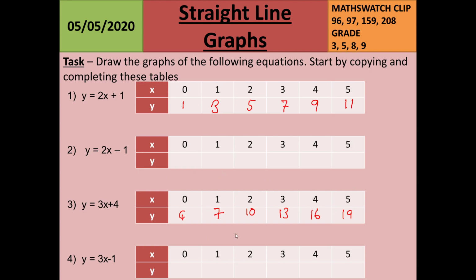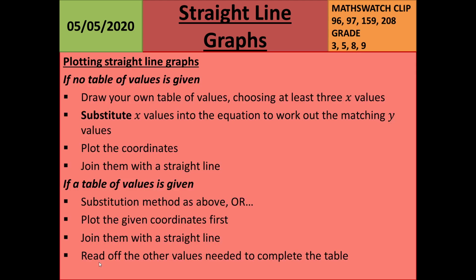Okay, so that's how you do the tables where you've got things that look like this. And it should be hopefully quite straightforward for you. Just substitute in your x value and you do whatever it tells you to do. So times it by 2, add 1. Down here it'd be times 2, take away 1. Times 3 plus 4, times 3, take away 1. Okay, and then we've got some negatives involved.